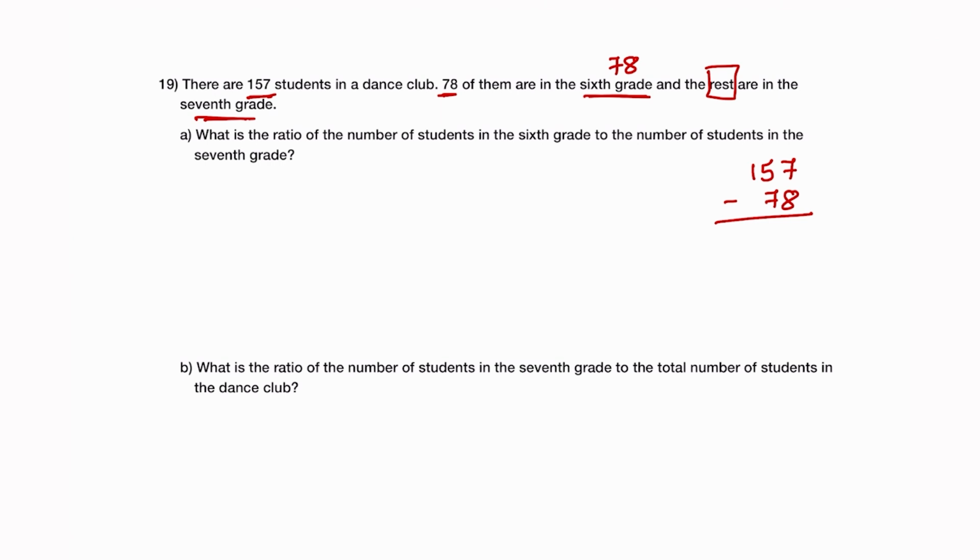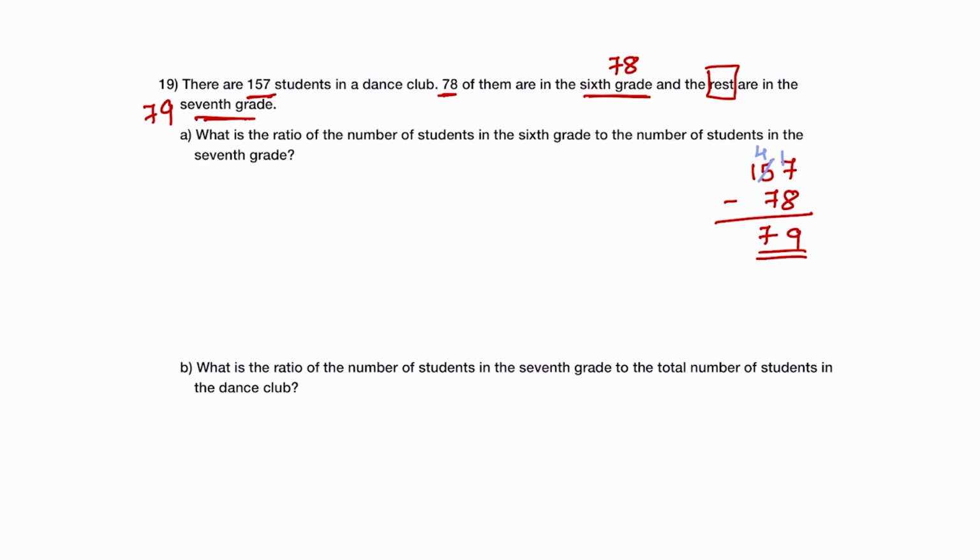Now 7 minus 8, not doable. So we make this 4 and give 1 over there. So 17 minus 8 is 9, and this is 14 now, right? So 14 minus 7 is 7. So that means 7th grade has 79 students. So it's just one extra student.